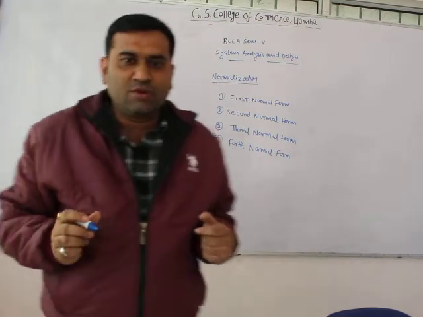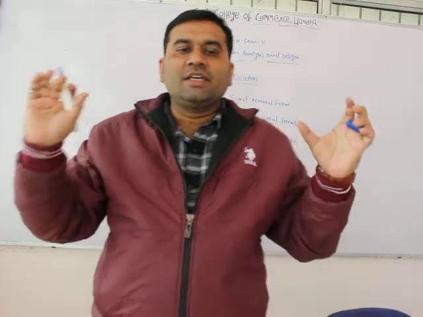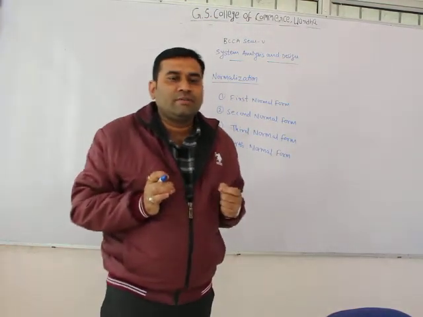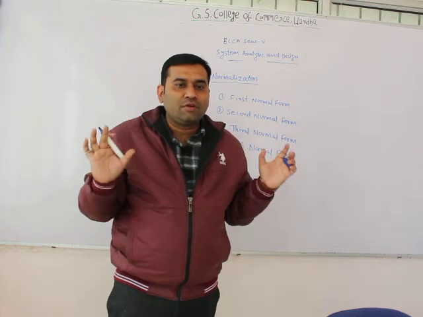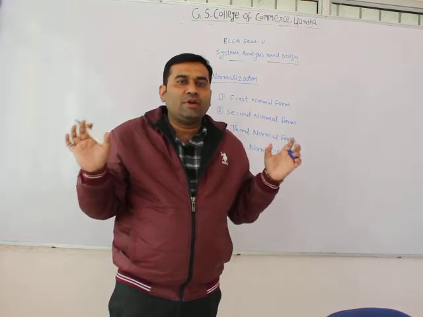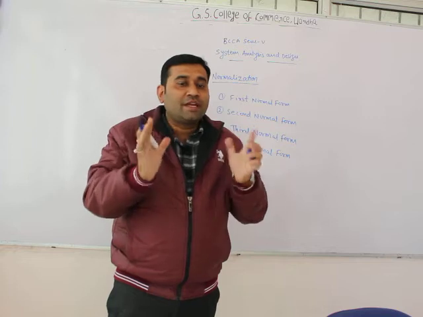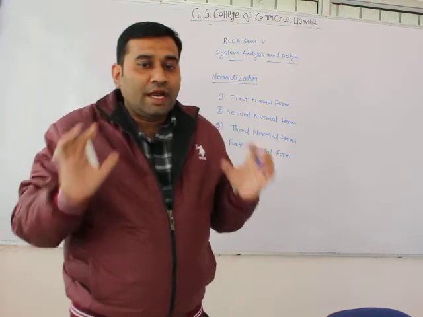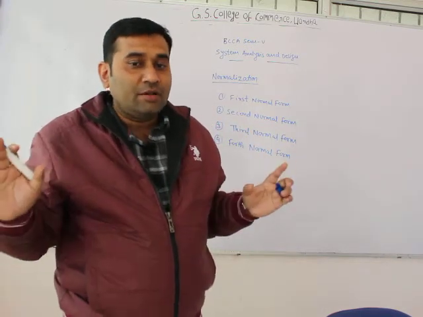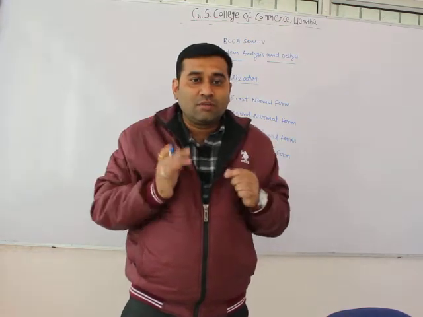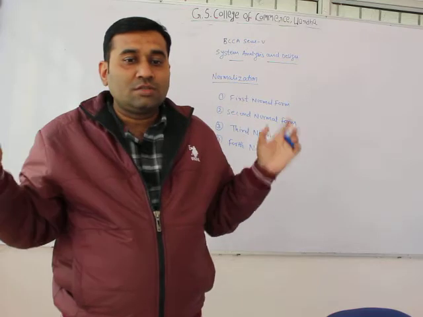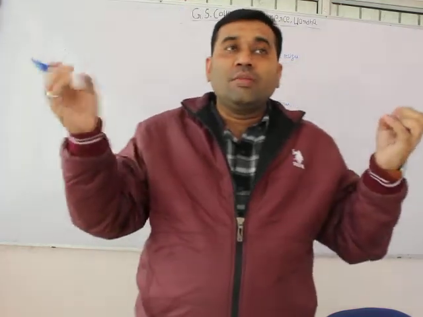Then the first normal form: a relation is in first normal form if it contains an atomic value. It states that an attribute of a table cannot hold multiple values. It must hold only a single value. First normal form disallows the multi-value attribute.